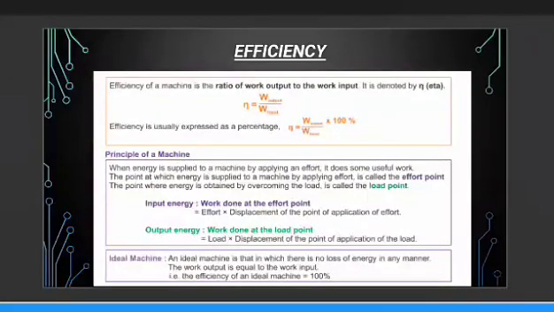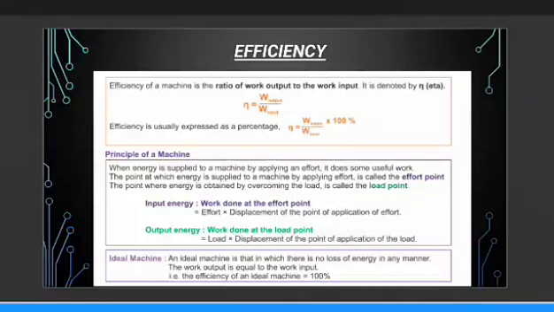However, no machine, mark my words, no machine in the universe is ideal. There is always some or the other problem. No machine is ideal. Ideally, the efficiency should be 100%. Practically, it is not possible. I will teach you in next slides.